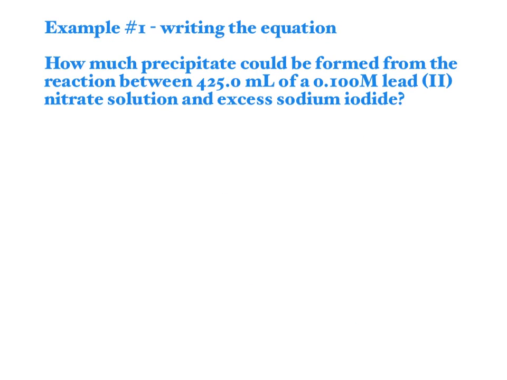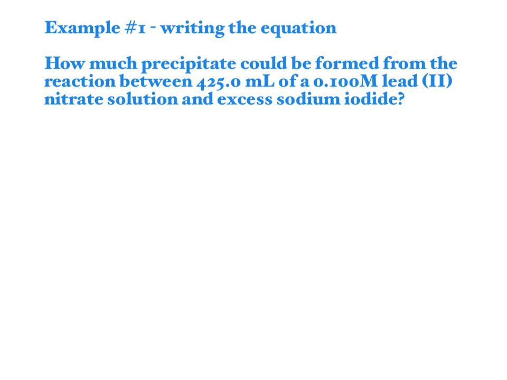So here's our first example from this particular worksheet, which has to do with finding the amount of precipitate from a reaction between 2 solutions. We've got lead 2 nitrate and excess sodium iodide. So the first thing that we need to do is figure out how to balance our equation, figure out what that is. So what are the 2 chemicals that we've got?